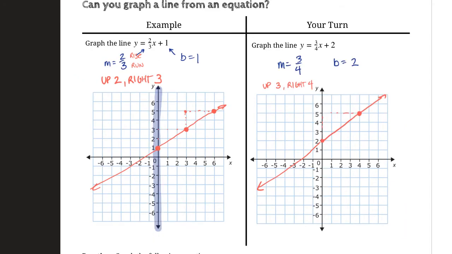So there's the solution to the your turn question. We started at a y-intercept of 2, and the slope told us to go up 3, right 4. So from here I went up 3, right 4 to get another point, and then I drew a line. You'll notice on this one we were only able to create one other point, because if we kept on doing that, we would have gone off the page.